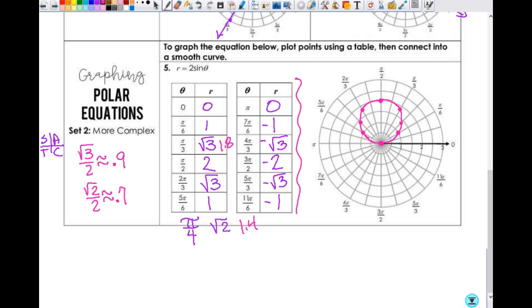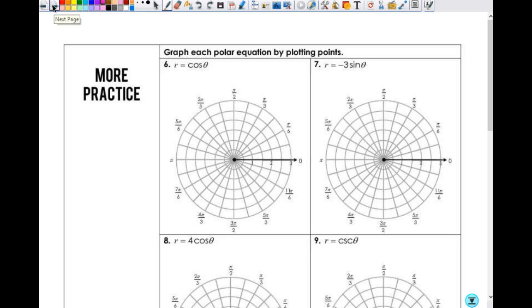Everybody okay with that? So again, the chart is not something we're going to fill out every time. It's not necessary. I will walk you through how to do the rest of them, okay? So let's flip it over on the back. So now I have r equals cosine theta. So instead of making a chart, we're just going to think our way around the circle.